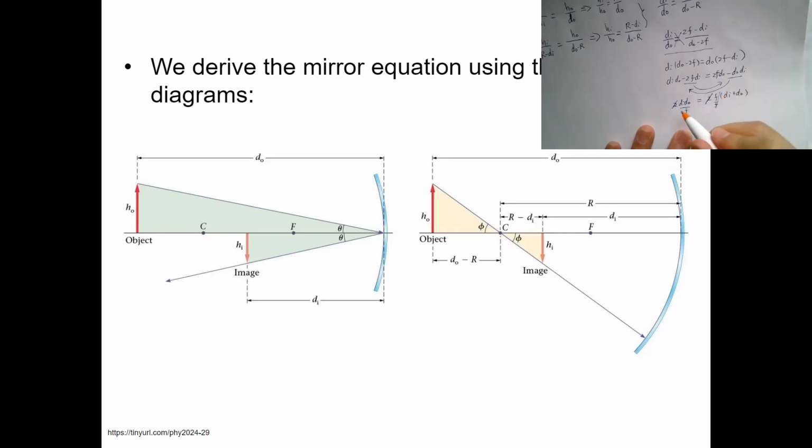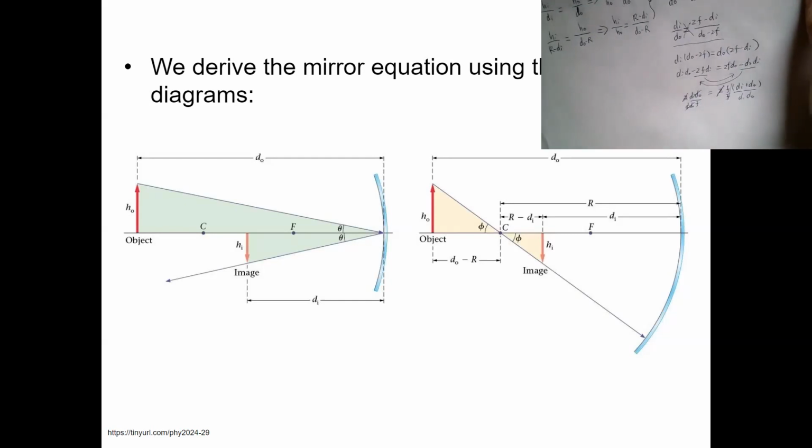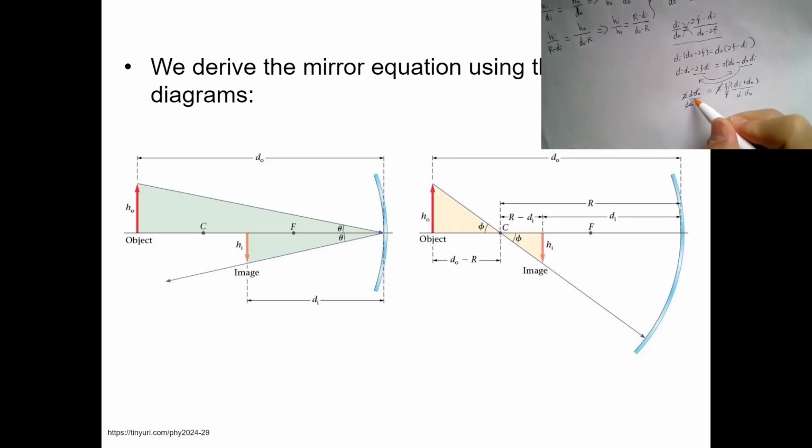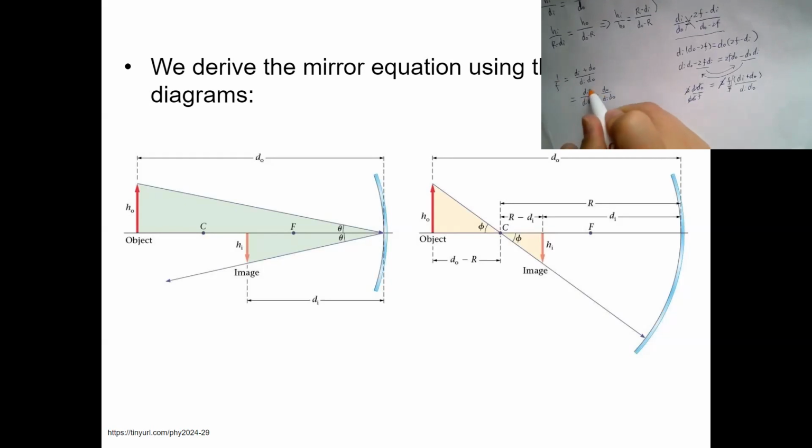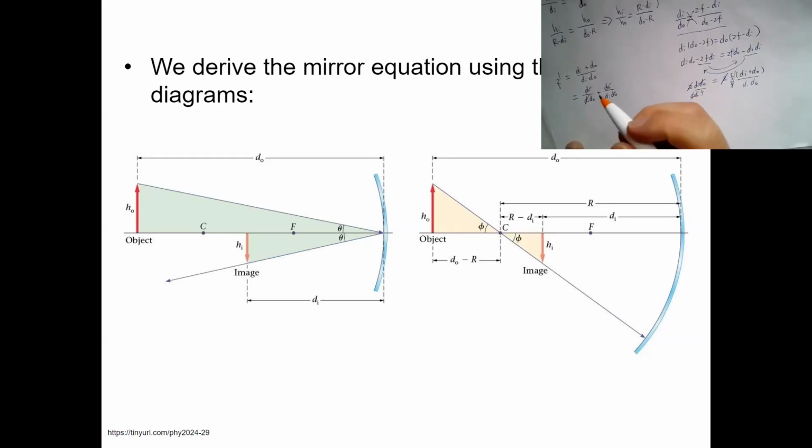Okay. Now if you divide both sides by di do, you get di do on the left. So then what you have now remaining is, on the left you only have 1 over f. And then on the right you have di plus do divided by di times do. Now you can separate the two: di over di do plus do divided by di do. So then di goes away, do goes away. All right, so then you have 1 over f equals 1 over do plus 1 over di.